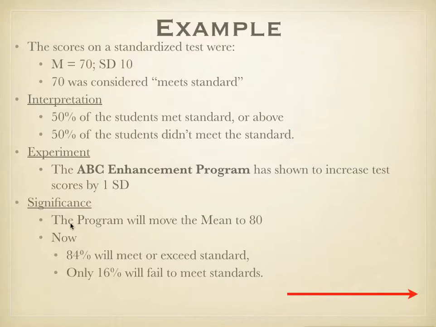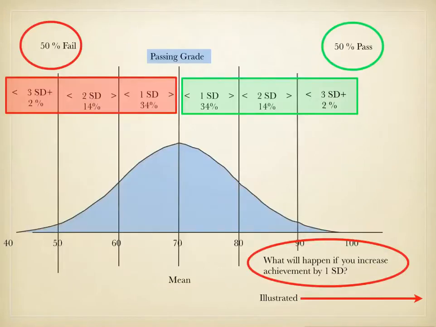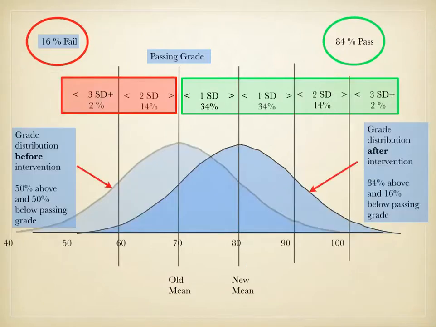So the new program will move the mean to a score of 80, where 84% of the people will meet or exceed the standard and only 16% will fail. Let me show you what that looks like graphically. Here's the chart, and this is the distribution of students. 70 the mean score, half below, half above. What would happen if you moved the mean score by 1 standard deviation, improved it by 1 standard deviation? The new distribution would look like this.